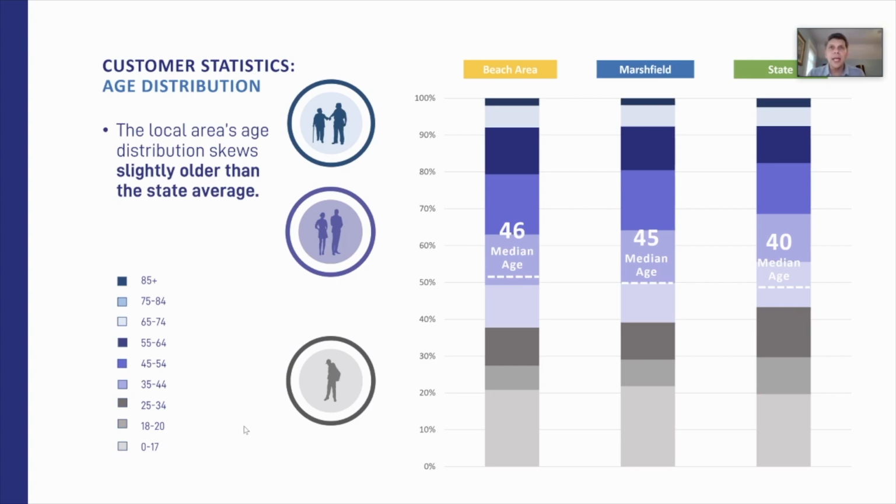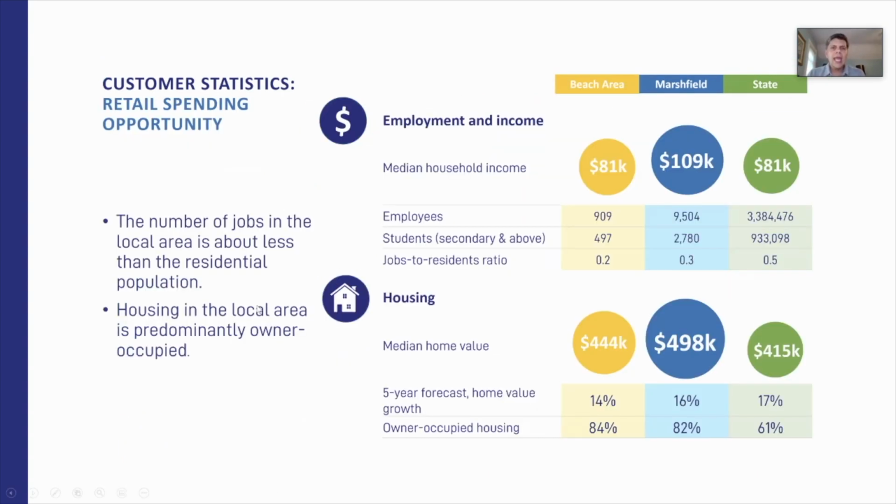The last slide I'll share with you before I turn it over to Amelia has to do with the retail spending opportunity in the area, which is basically to say that the median household incomes in Brant Rock and in nearby Marshfield are at or above the statewide average, and home values are also in that range, maybe a little bit above. But what's also interesting here is that the number of employees in the beach area, 909 there, is only about 1/4 of the total number of residents in the beach area.